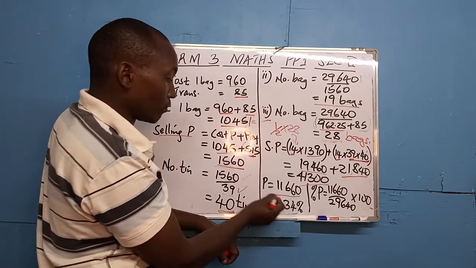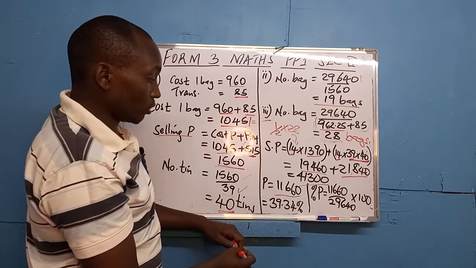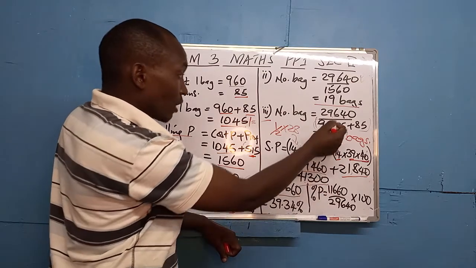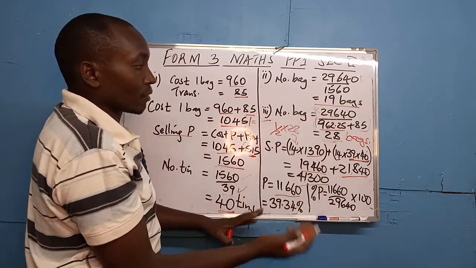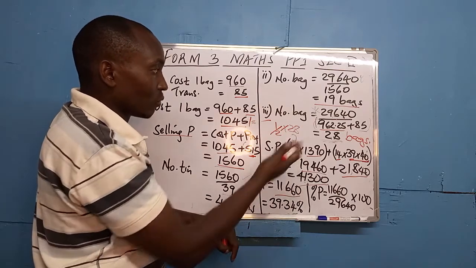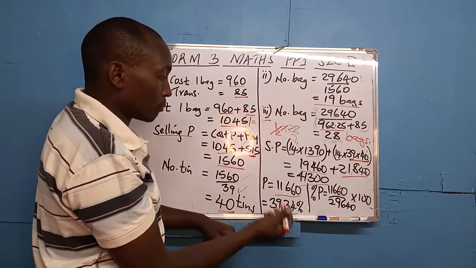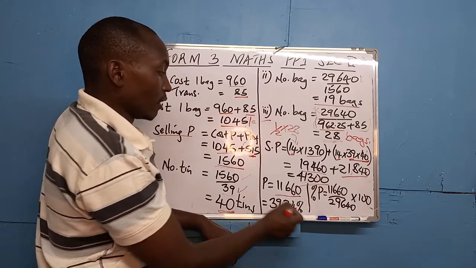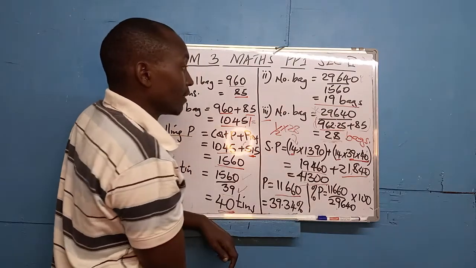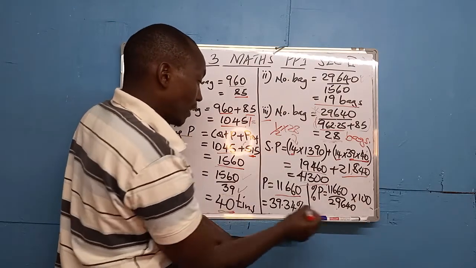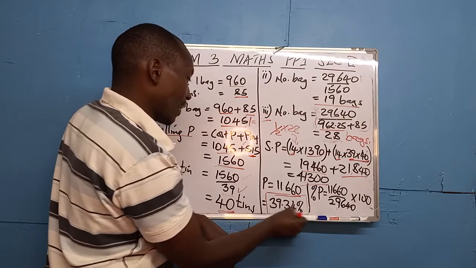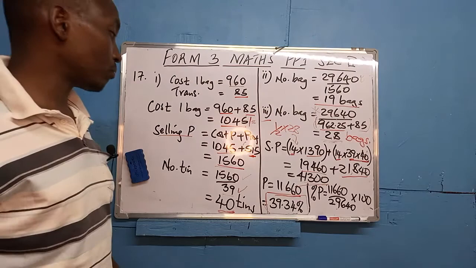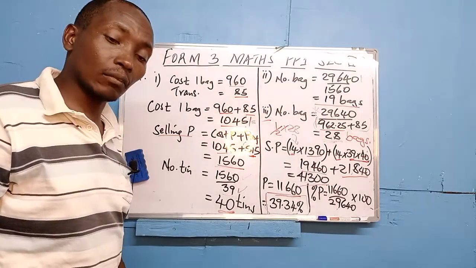Go ahead and get the profit. The 11,660, you get it by subtracting. That is 41,300 minus the amount of money the salesperson had originally, what you can call the capital. So you get 11,660. Then 11,660 divided by 29,640 times 100, you get the profit to be 39.34. 39.34. That is question number 17.